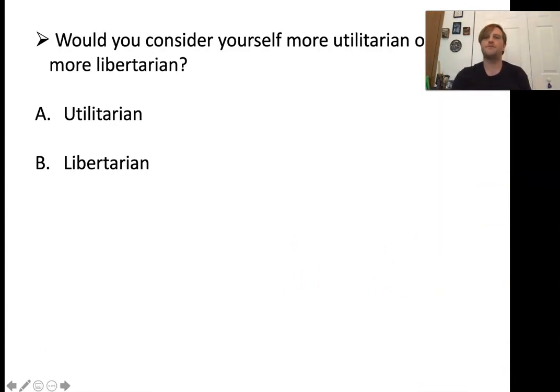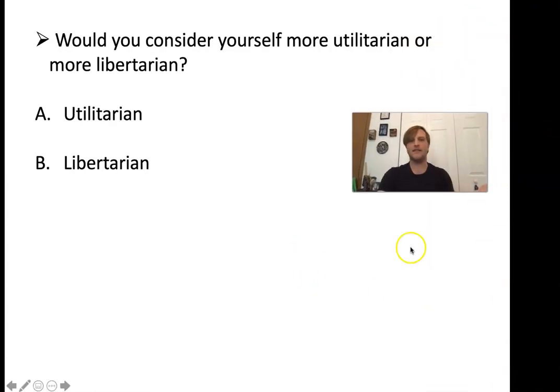Okay. So, again, I spend a lot more time on libertarianism, I know. But just think about, would you consider yourself more utilitarian or libertarian? Maybe look into utilitarianism a little bit more before answering that if you want to. But you're not required. You don't need to know much more than is on this slide or in this lecture.